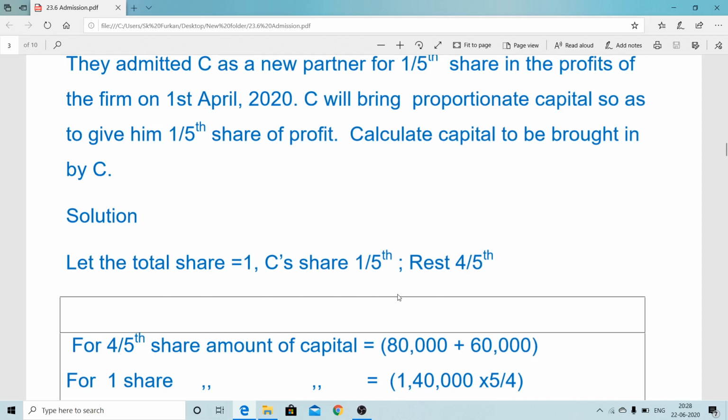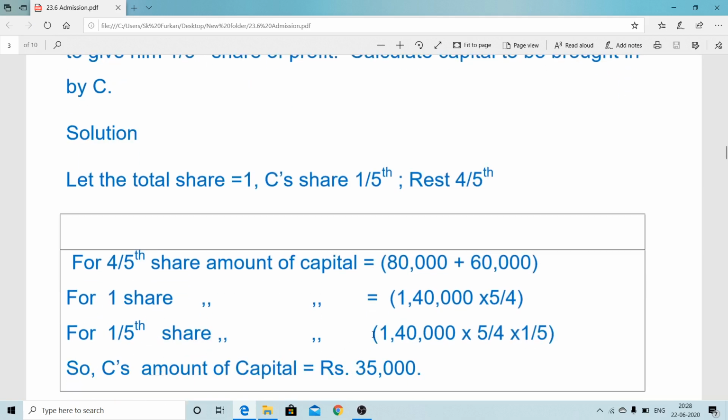Now we know the capital for the 4/5 share: the capital of A and B after all adjustments, that is A 80,000 and B 60,000, that is 1,40,000. Now you can use the unitary method. For 4/5 share, amount of capital is 1,40,000. For 1 share, capital will be 1,40,000 into 5/4, the reciprocal. Therefore, for 1/5 share, capital will be 1,40,000 into 5/4 into 1/5, 5 cancels, 1,40,000 divided by 4, it is coming 35,000. So easily you can calculate C's capital using the unitary method.